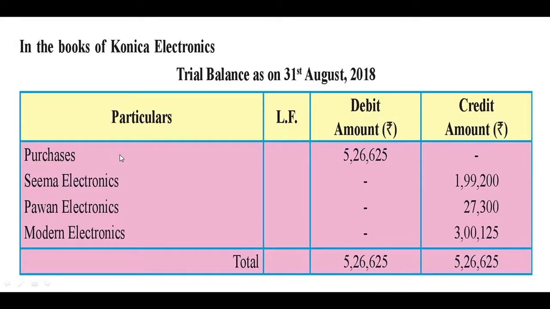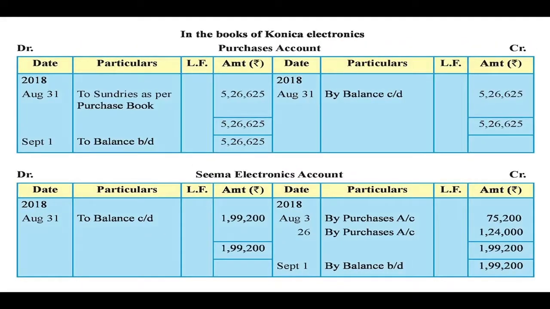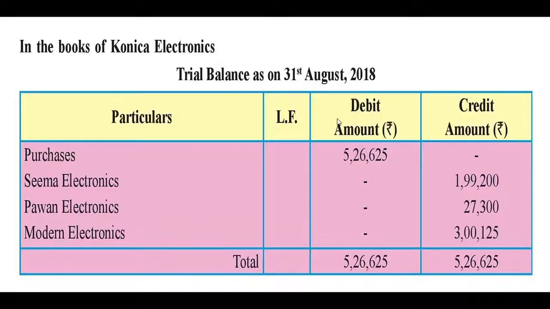Now on the next page we have to prepare the trial balance. So again the heading is given in the books of Konica Electronics, trial balance as on 31st August 2018. Now we have to take the closing balances. So we have to go to the ledger account. The very first ledger is the purchase account. The closing balance is on the credit side. So in the trial balance you have to record this amount on the debit side. As it is, as per the journal entry also, purchases account is always debited. So here the amount is recorded.